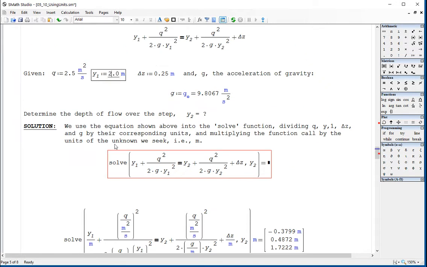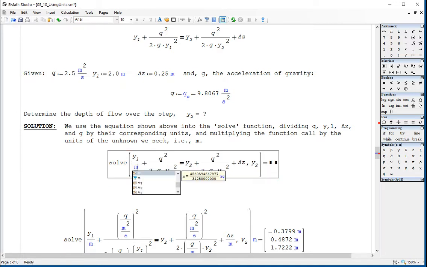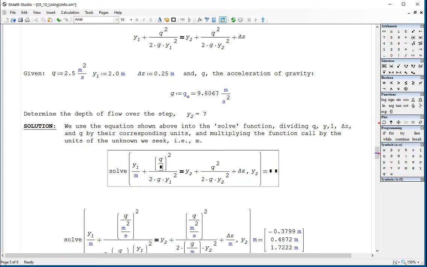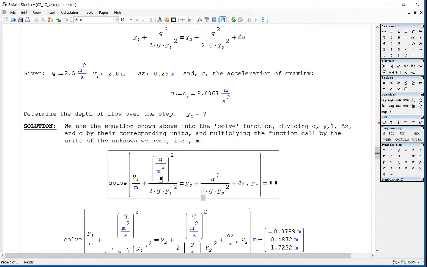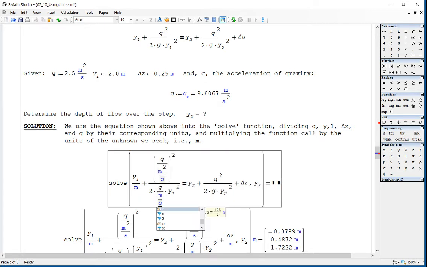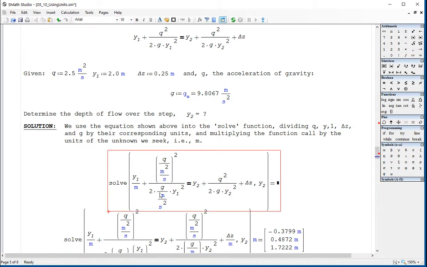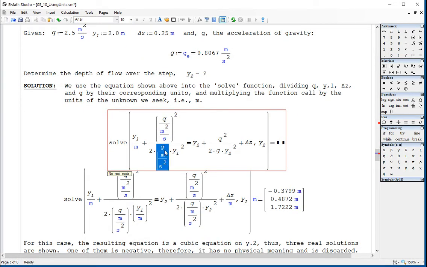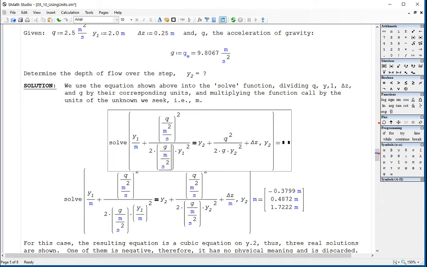y1 is known, and so let's click to the right here and divide by quad m, meters, right? Q, we're going to click to the right of Q and divide by its unit, which is meters squared per second. Quad m square spacebar divided by quad seconds. Within the parenthesis square, right? G, divide by quad meters per quad second square. Oh, you can put in parentheses if you want to make it more clear, so we put parentheses right there.